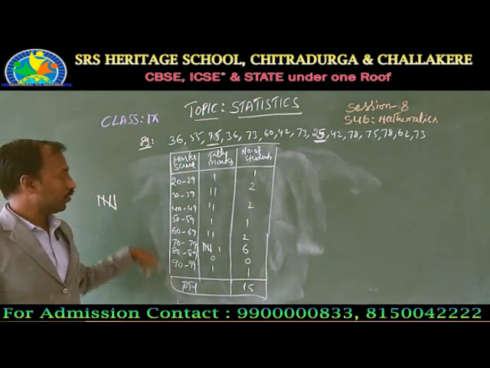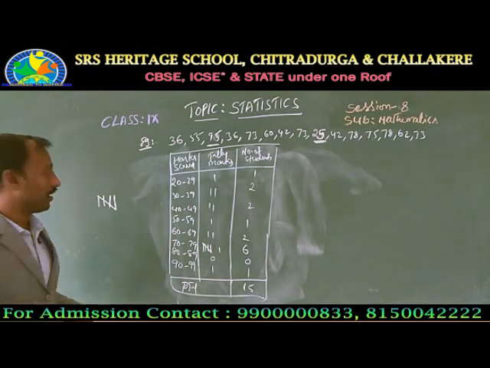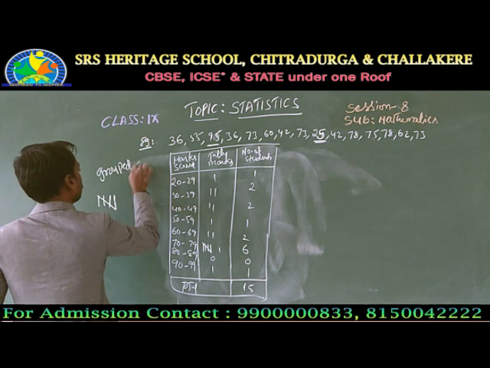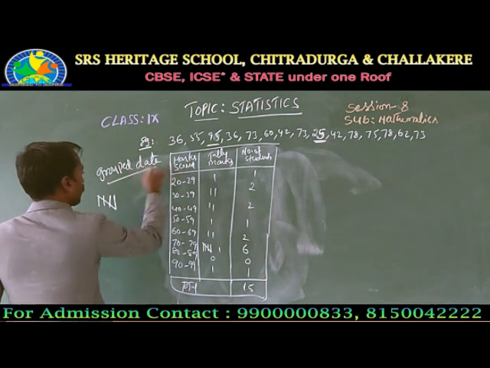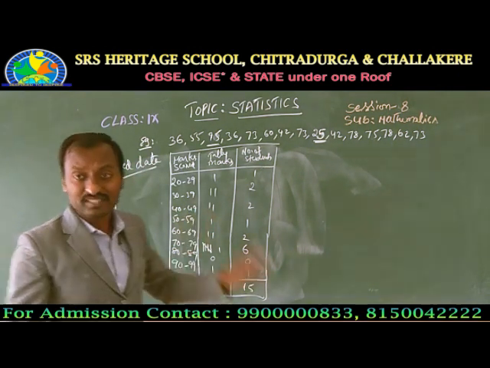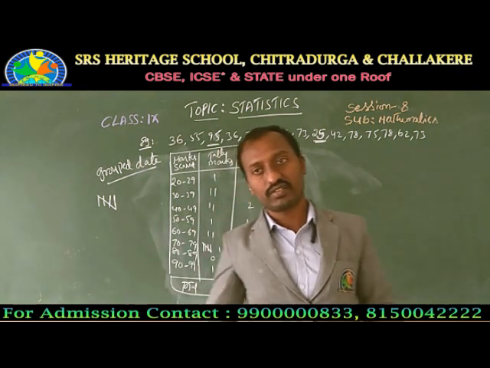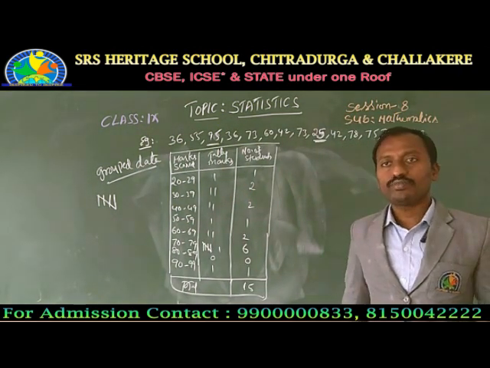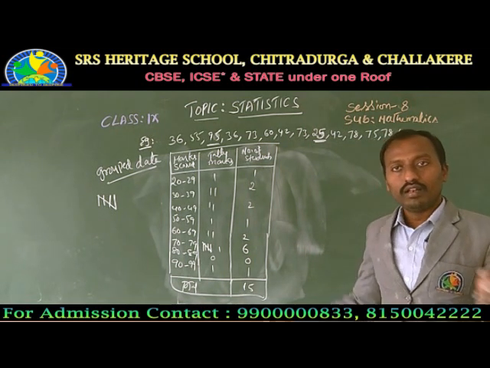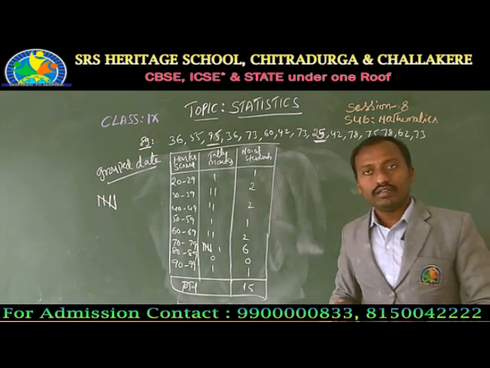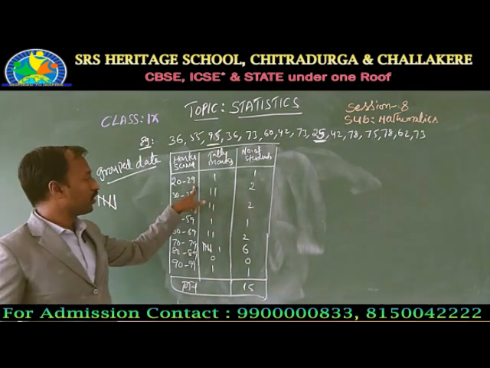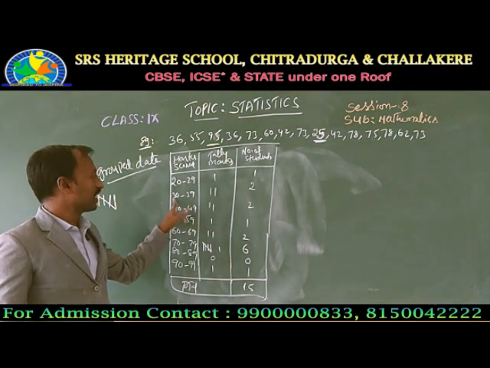So what is this called? This kind of thing is called group data. We are making them into groups. Those are class intervals, sizes of the classes, like this. Now here we observe the classes in the table are non-overlapping. So here classes 20 to 29, next one is 30 to 39.